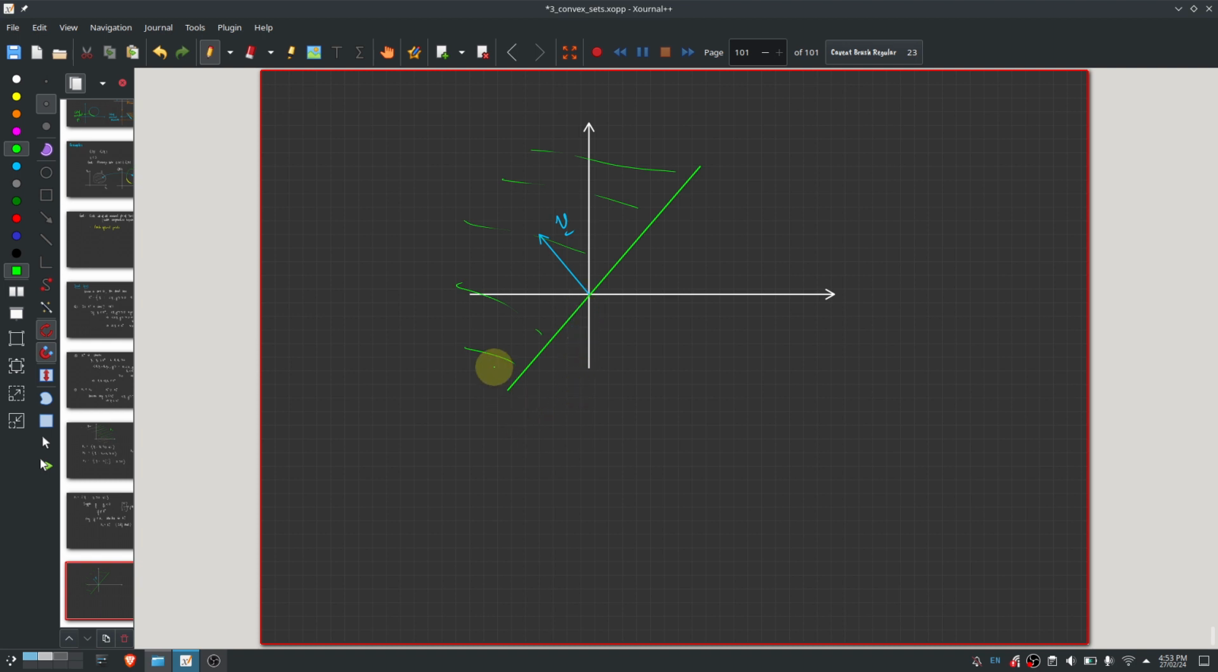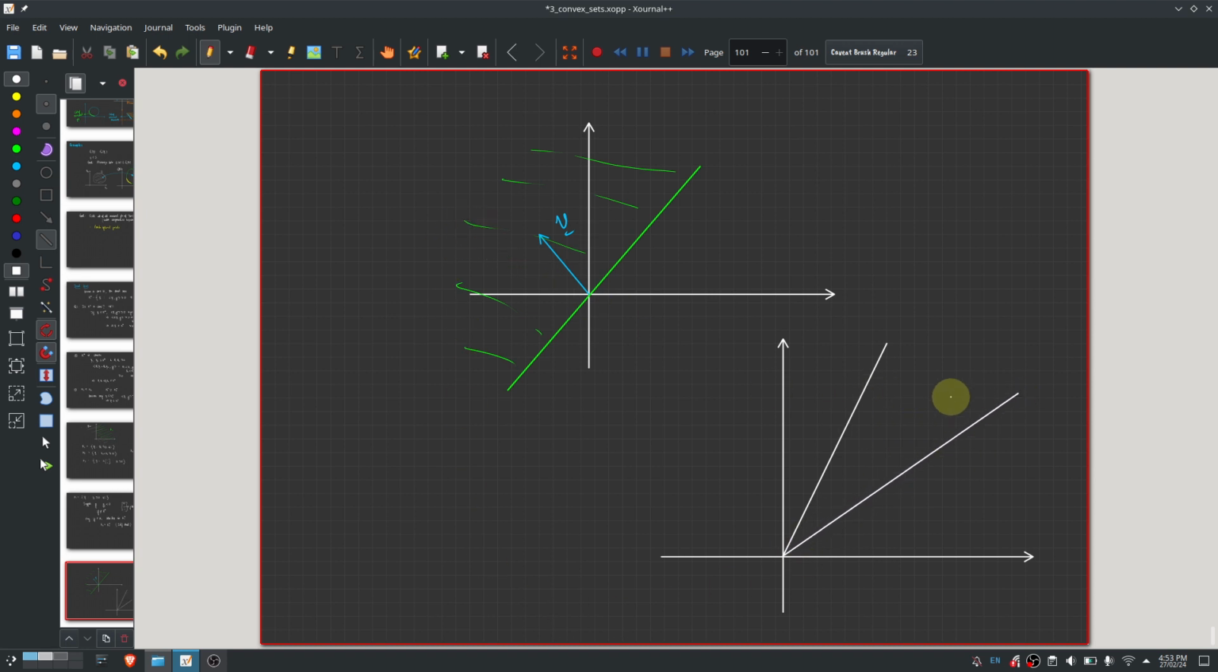Now think of a more general cone. Let's try to extend this intuition to a more general cone. In general, in R2, what would a cone look like? You could think of it as having two rays, and the entire region between these two rays. That's an example of a cone. Suppose this is my cone K.